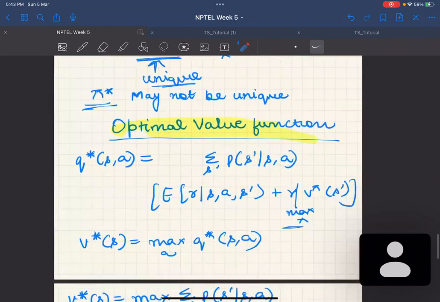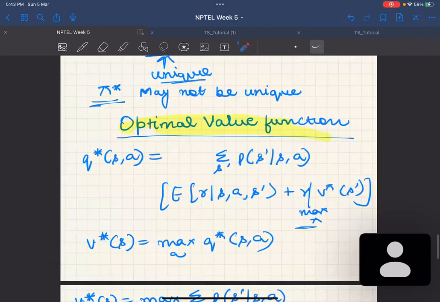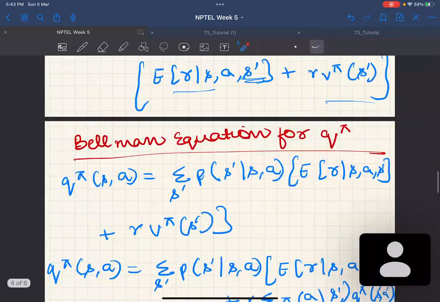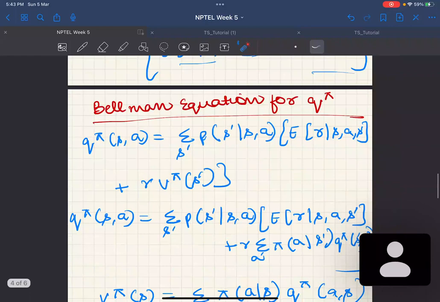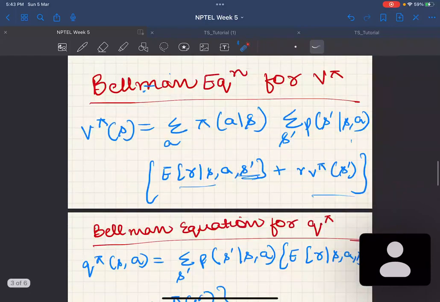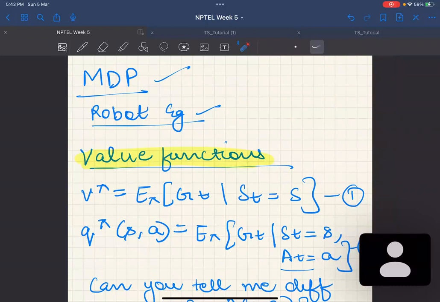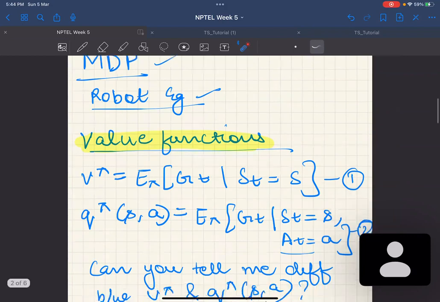Now, again, Q star of S, A, what does it mean? Let me go from the start and follow the flow. V pi told me that given a state, what is the expected return? Q pi is telling me, I have the state, I have the action, then what is the expected return?